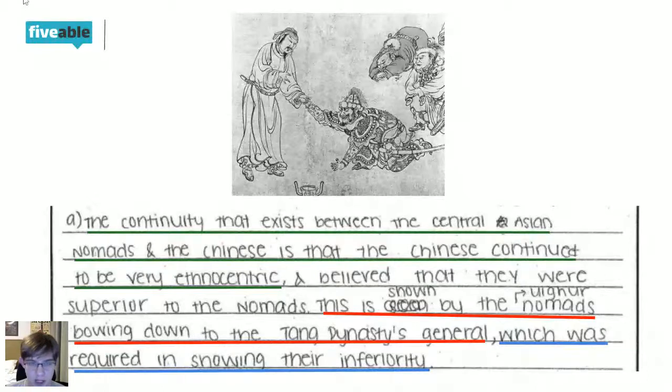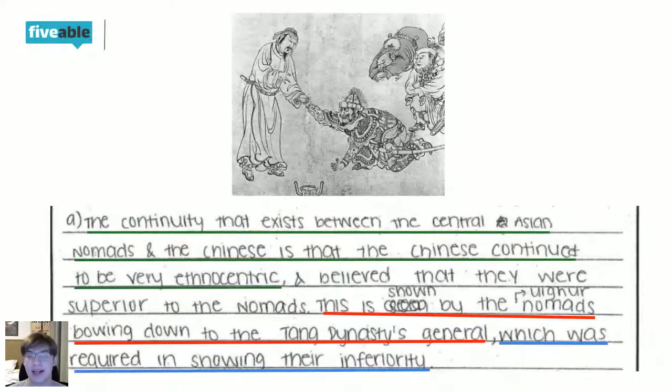So just the continuity that exists is that the Chinese continue to be ethnocentric. Simple, easy, straight to the point. No convoluted, just straight to it. And then they specifically give evidence from the photo. So you can see the nomads bowing down to the Tang dynasty's general. So basically, it's pulling straight from the image. It's saying, this is from the image. This is how the image proves my point. And then finally, it says, which was required in showing their inferiority.